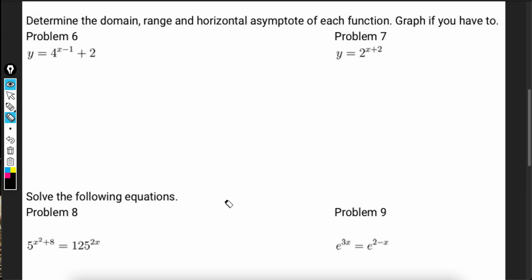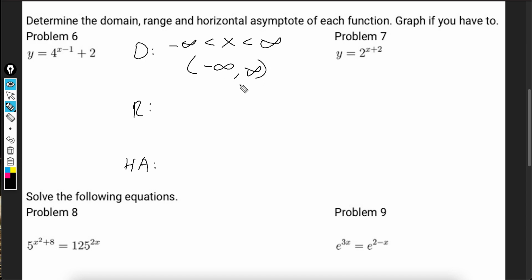So we have y equals 2 to the x plus 2 power. Once again, let's do domain, range, horizontal asymptotes. Negative infinity is less than our variable, less than infinity. Our interval notation would be, boom, good.